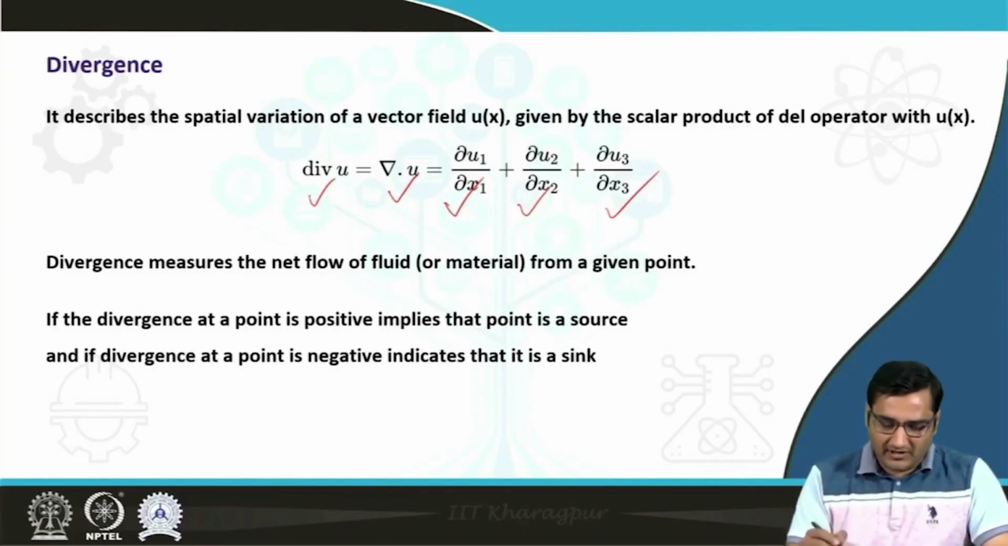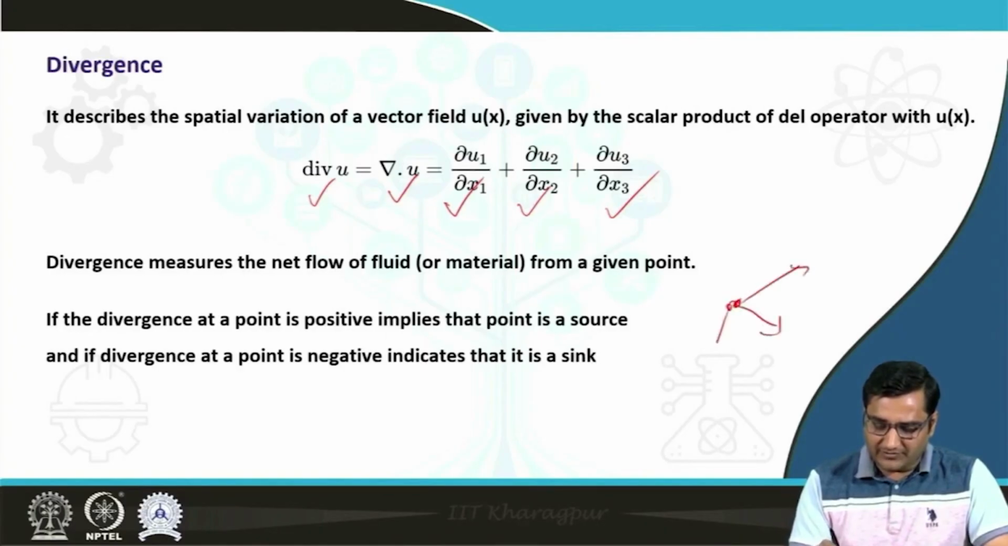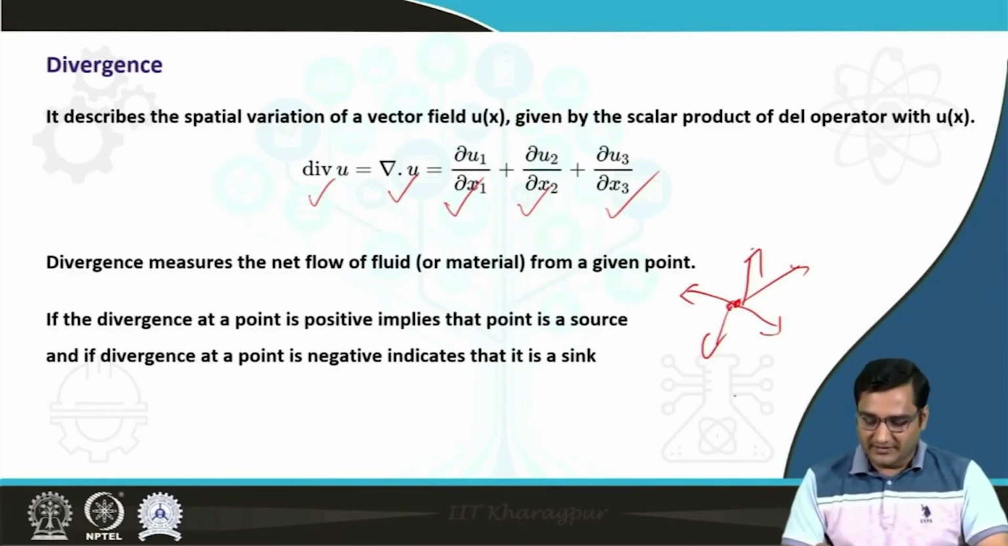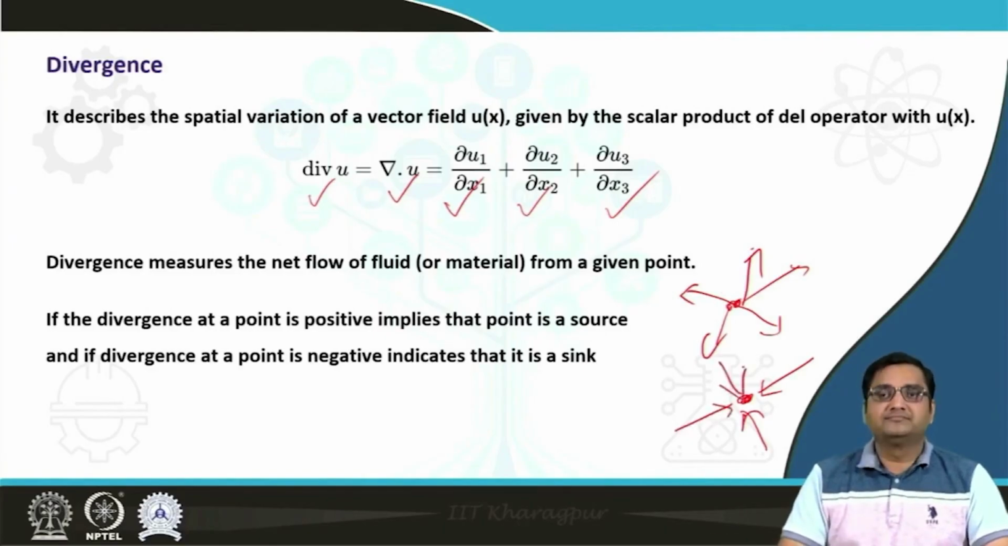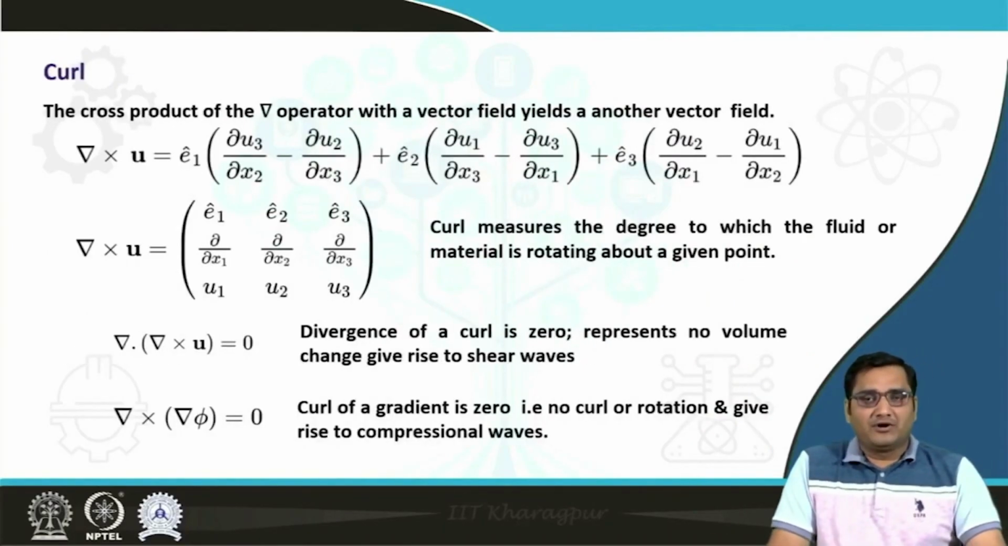That means if there is a source, then the field will be going out from it. And if it is negative, then it is basically a sink, and if this is a source, then the field will be coming towards it. That means it will be a sink. Now let's talk about the curl.